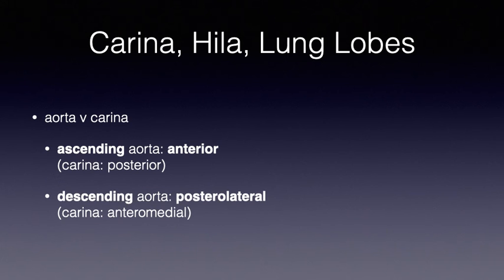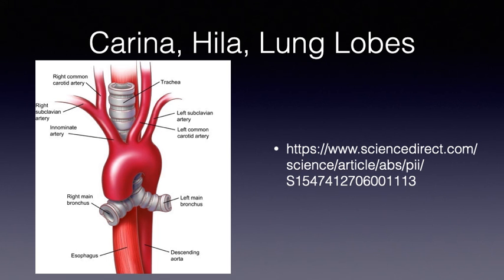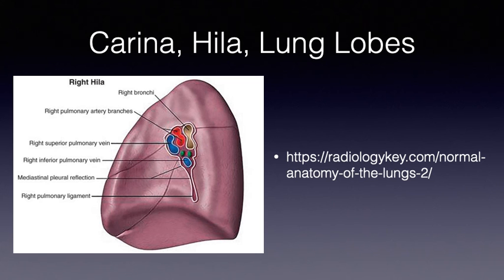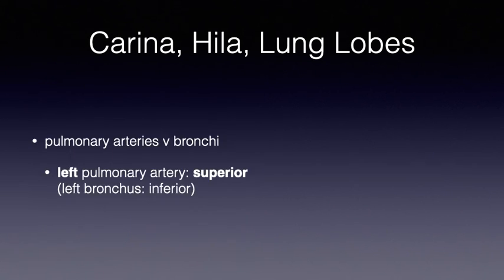The ascending aorta is anterior to the carina. In contrast, the descending aorta is posterolateral to the carina. Which lateral? The descending aorta is more on the left. In the right hilum of the lung, the right pulmonary artery is anterior to the right bronchus. In contrast, at the left hilum, the left pulmonary artery is superior to the left bronchus.